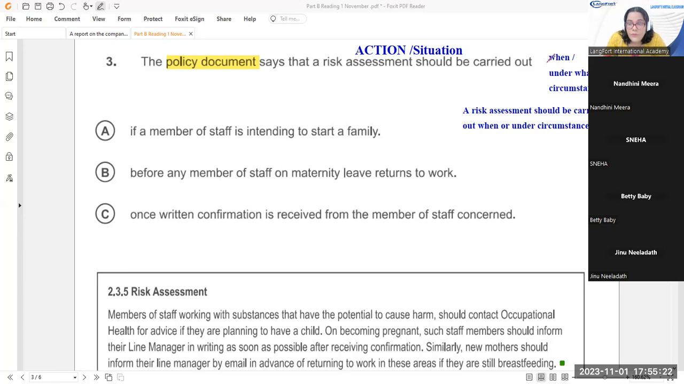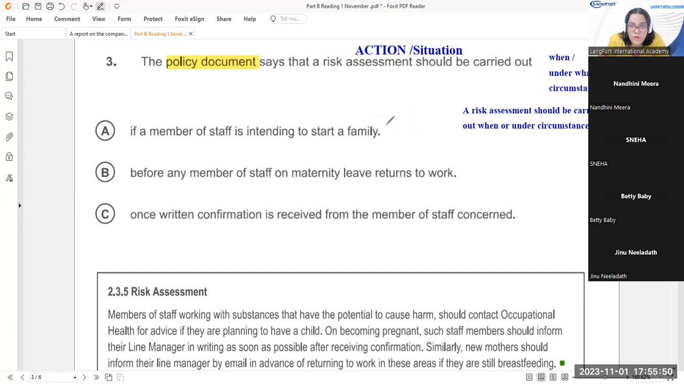So as you can see, Betty, this is an incomplete question. Can you read each option with the question for me, please? Okay, ma'am. The policy document says that a risk assessment should be carried out if a member of staff is intending to start a family. So is that what they said, that the risk assessment should be carried out if a staff member is planning to start a family? Is that when we should carry out the risk assessment?